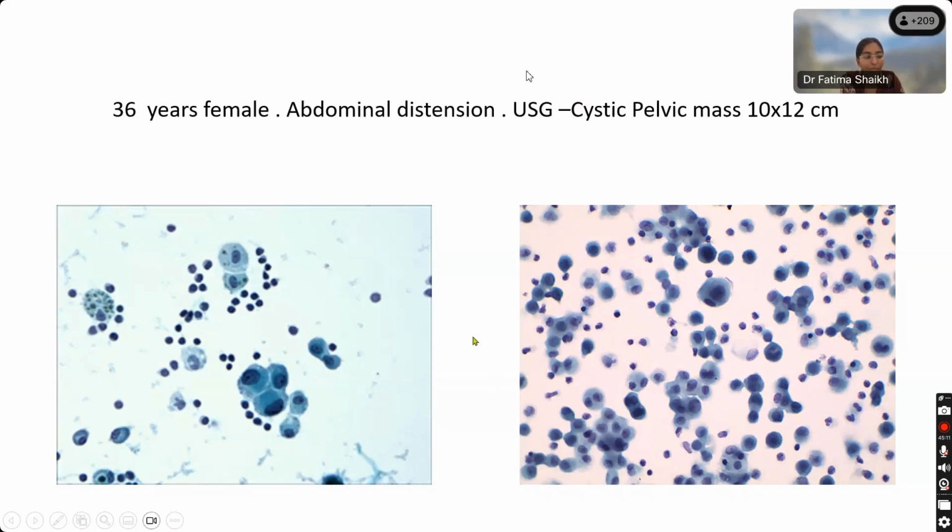Now you have seen these slides. What are you seeing here? Ma'am, in these smears, I can see some small sheets of mesothelial cells which show the windowing effect. Just read the history to me. Sorry, 36 years female, abdominal distension, USG shows cystic pelvic mass 10 by 12 centimeter. Okay.